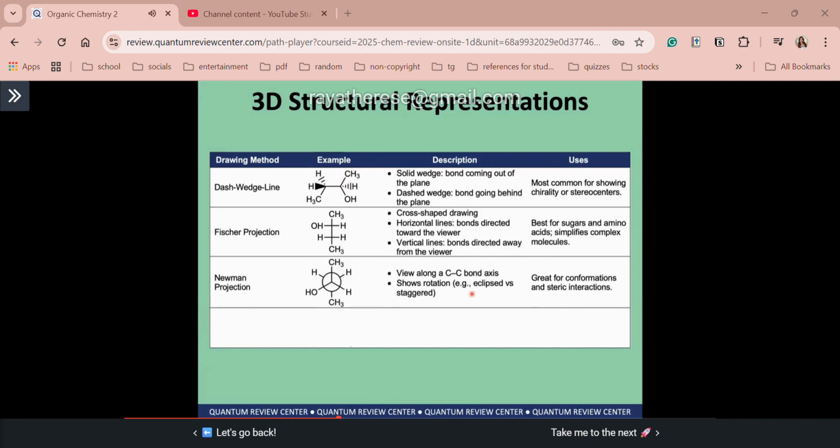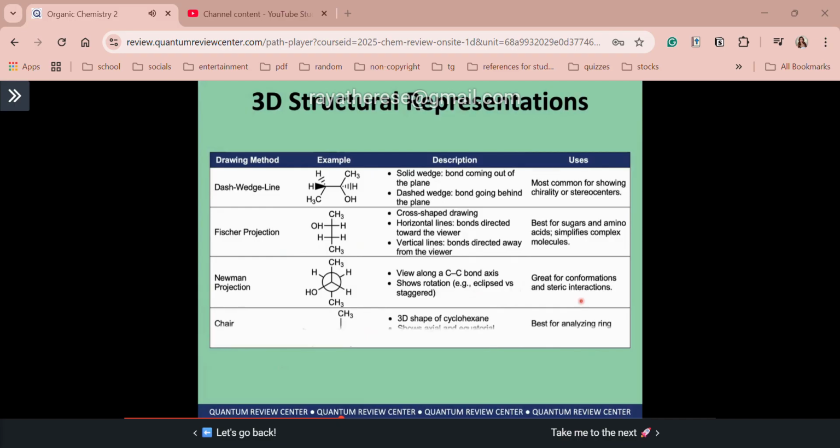Class, it's important to note here the different types of Newman projection. It can be eclipsed, so meaning meron steric, or staggered. Class, this is a typical sample of a staggered Newman projection. For the use or application, it is for analysis ng steric interactions and conformations. Okay? So class, don't worry, hindi naman yung lumalabas sa board exam most frequently.